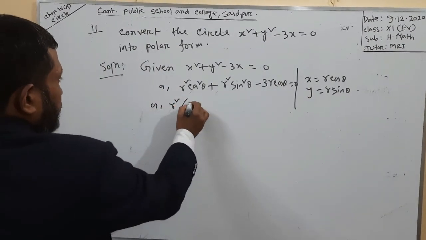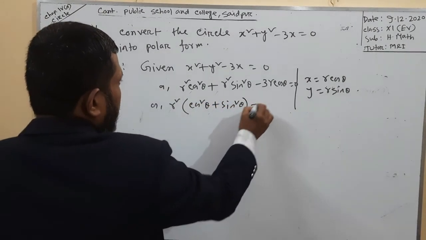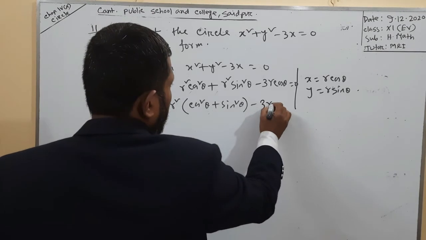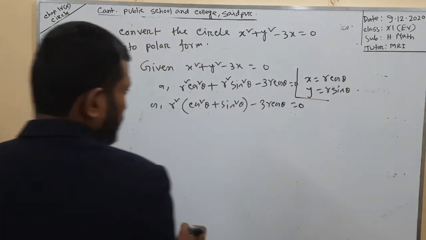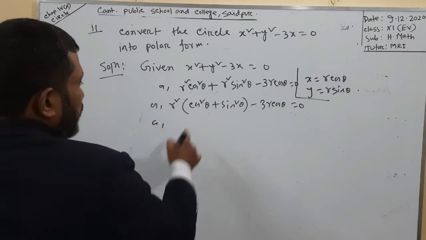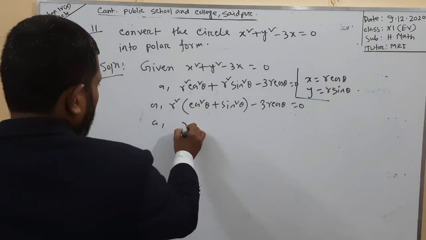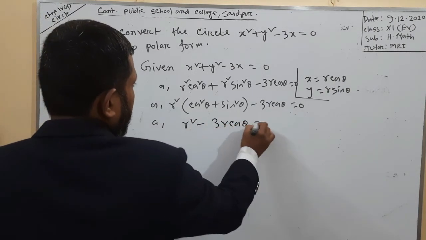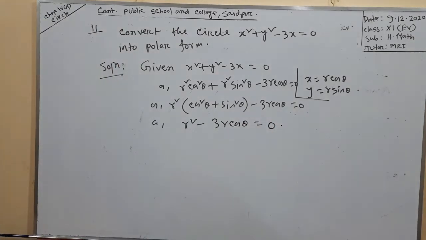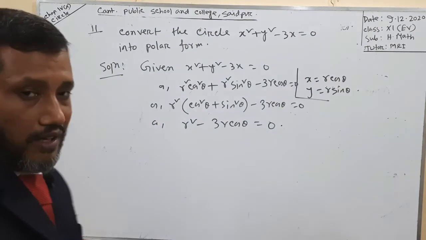r square into cos square theta plus sin square theta minus 3r cos theta is equal to 0. We know cos square theta plus sin square theta is equal to 1, that is, r square minus 3r cos theta is equal to 0. This is the equation in polar coordinates.